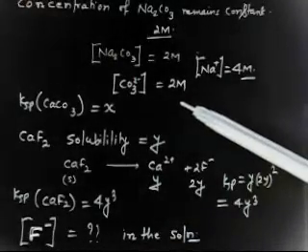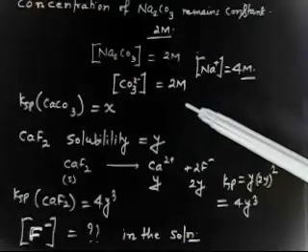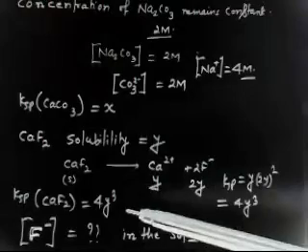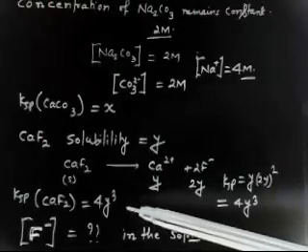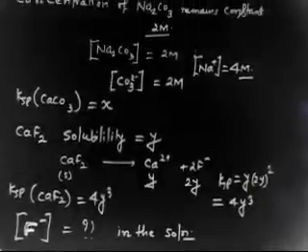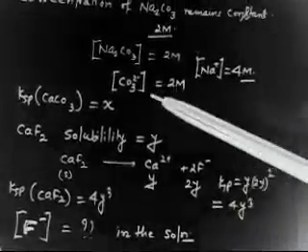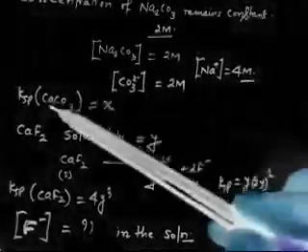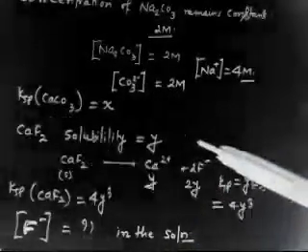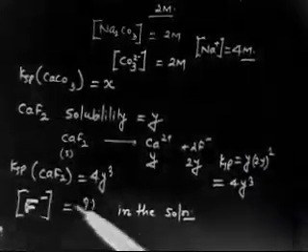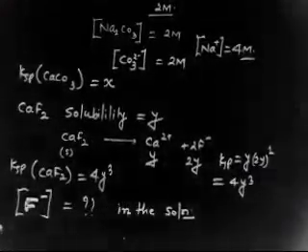Concentration of CO3 minus, that is 2m. Solubility of CaCO3 is X. Solubility product of CaF2 is 4 by Q. You have to calculate the F minus. I will give you a hint. You know the concentration of CO3 minus, and once you plug the value of this, you can get the concentration of Ca2 plus. And once you know the concentration of Ca2 plus, you plug the value here, you will get the concentration of F minus from this equation.